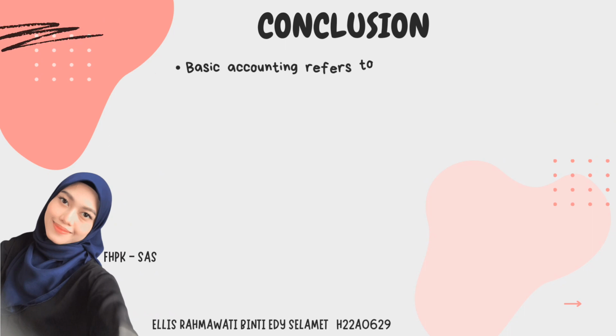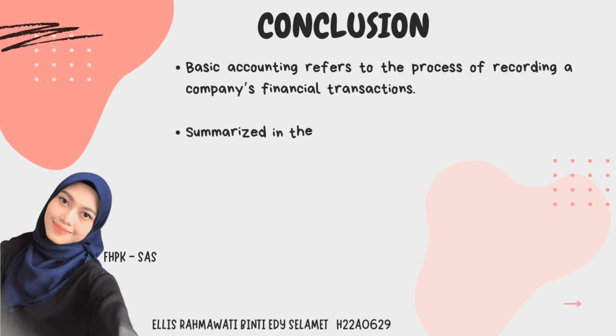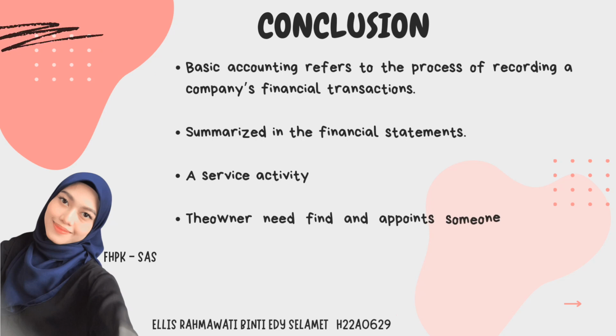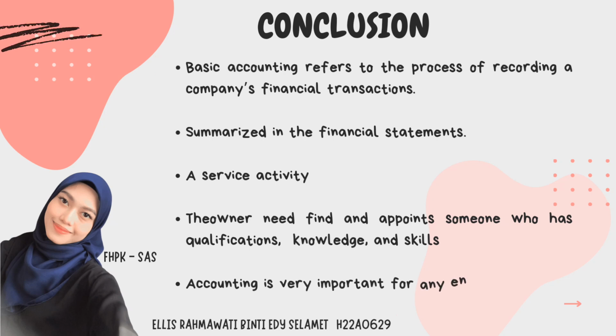Conclusion. Basic accounting refers to the process of recording a company's financial transactions. It involves analyzing, summarizing, and reporting these transactions to regulators, oversight agencies, and tax collection entities. Next, accounting information is summarized in the financial statements, which supply an overview of the financial activities of a business over a period, such as cash flow, income and expenses during the year, as well as information about its financial position on a specific date. For example, the amount of cash and inventory at the end of the year.